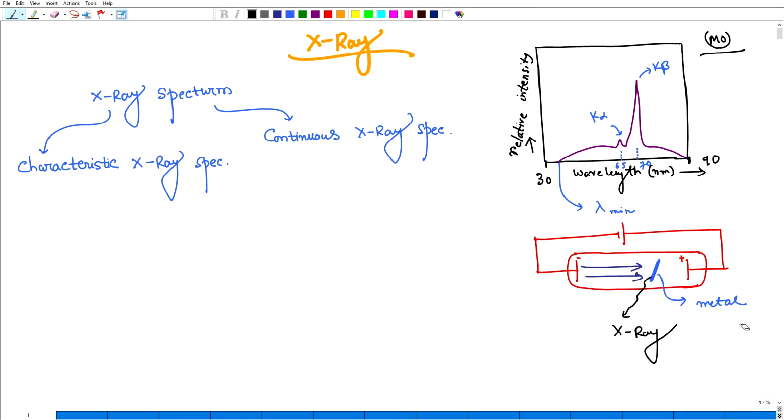Now, continuous spectrum. What is the reason behind this continuous spectrum? Okay, so if you look at this metal, we know every element in the universe is made of an infinite number of atoms, and an atom is a very tiny particle. We have already discussed these things, right?